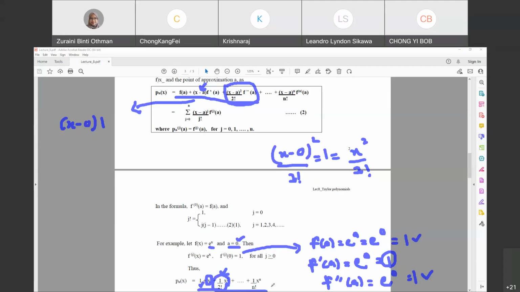Dan seterusnya, jika kita teruskan lagi, kita nampak tak dia punya pattern tu, kalau dia kuasa 3, dia bermaksud X tolak kosong kuasa 3 bahagi 3 factorial. Nampak tak? Dia akan meningkat, which is ni kuasa 2, lepas tu kuasa 3. Itu sebab ni dia akan dapat X kuasa N bahagi N factorial. You will look at the pattern, then you will assume something. Maksudnya macam tu. Kamu akan dapat bentuk yang hujung sekali ni. Okey, nanti besok kita belajar macam mana nak construct Taylor polynomial from this equation.